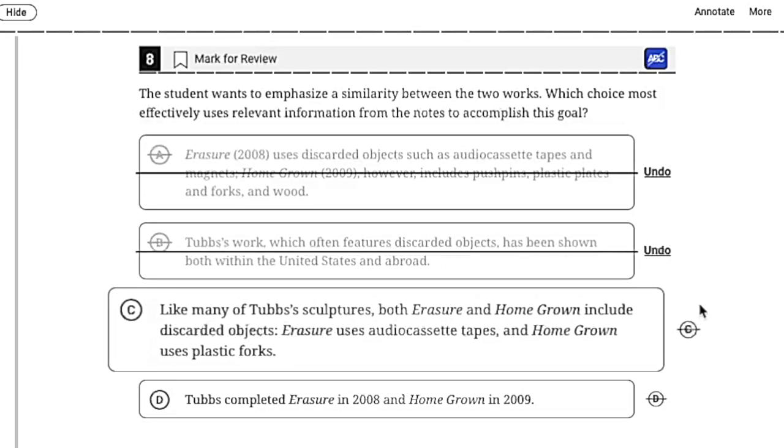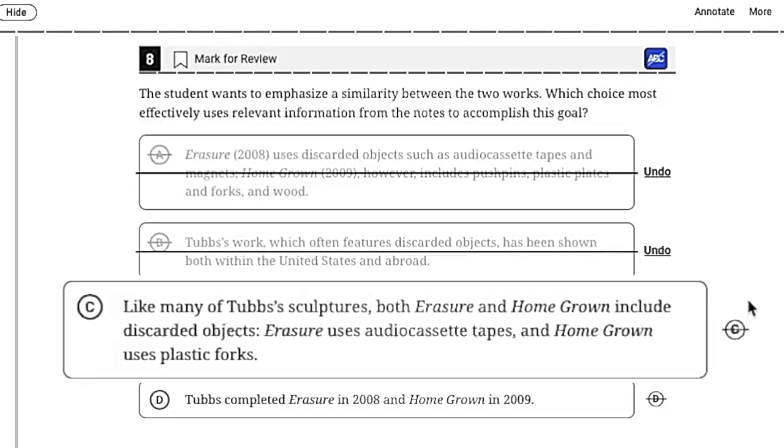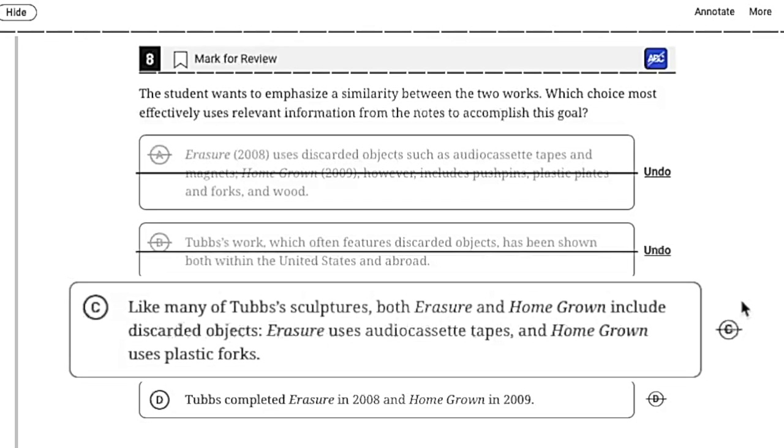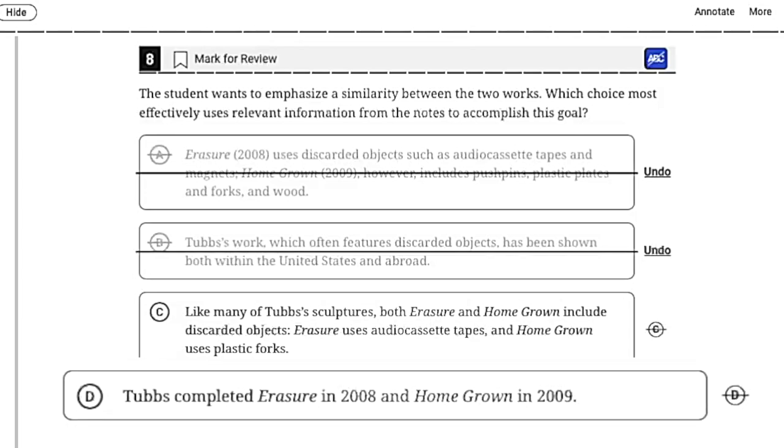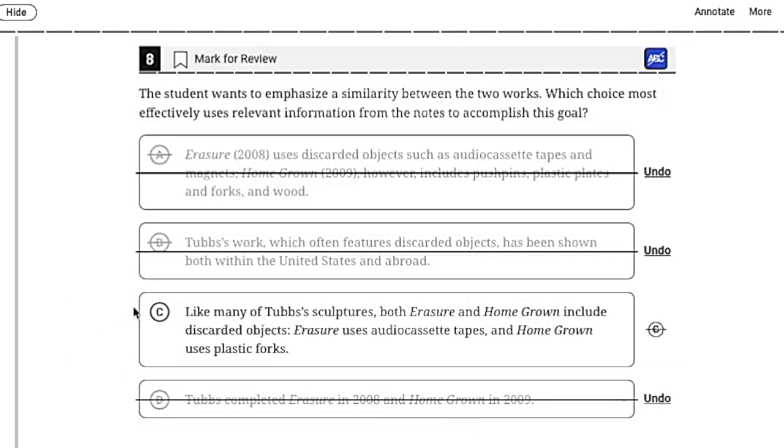C: Like many of Tubbs' sculptures, both Erasure and Homegrown include discarded objects. We are now comparing Erasure and Homegrown, which we can infer are two works. And it's telling us what's similar. They both include discarded objects. So that sounds like the answer we want. Let's just eliminate to be safe. D: Tubbs completed Erasure in 2008 and Homegrown in 2009. Those are not similarities. And yeah, it's definitely going to be C.